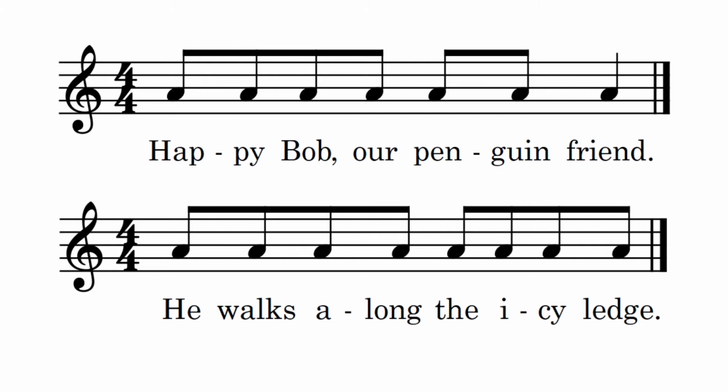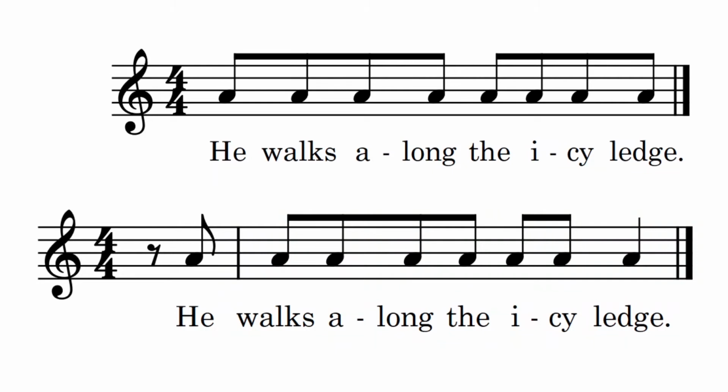But when we try to set he walks along the icy ledge, we have 1, 2, 3, 4. He walks along the icy ledge. And that definitely doesn't work. So that goes to show how important it is to line up the stressed and unstressed syllables between the lyrics and the music. Now if we go ahead and make this change, 1, 2, 3, 4. He walks along the icy ledge. The same thing in the same rhythm, but shifted an eighth note to the left, we end up getting all of the stressed syllables of the words to line up with the strong beats of the music.